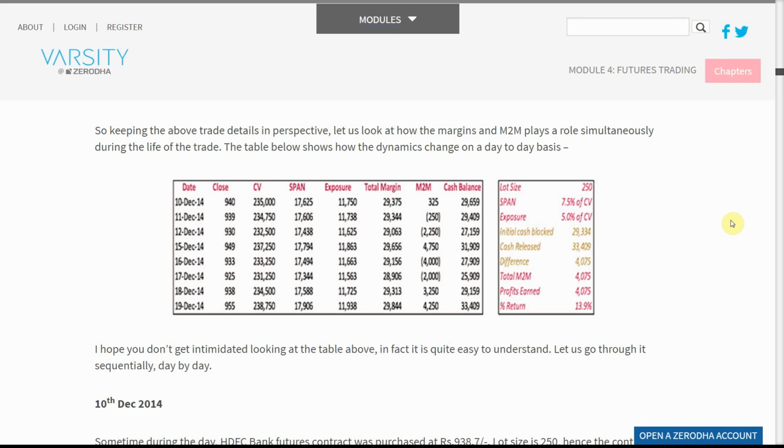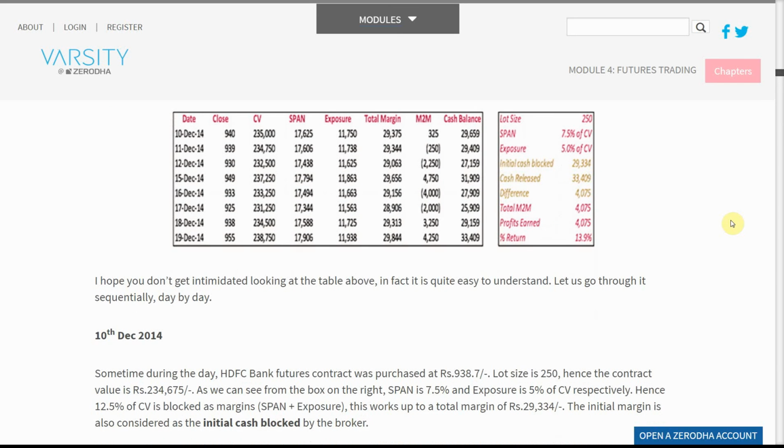Day by day. The 10th of December 2014. Sometime during the day, HDFC Bank futures contract was purchased at 938 rupees and 70 paise per. Lot size is 250. Hence the contract value is 234,675 rupees per. As we can see from the box on the right, span is 7.5% and exposure is 5% of CV respectively. Hence 12.5% of CV is blocked as margins, span plus exposure. This works up to a total margin of 29,334 rupees per.